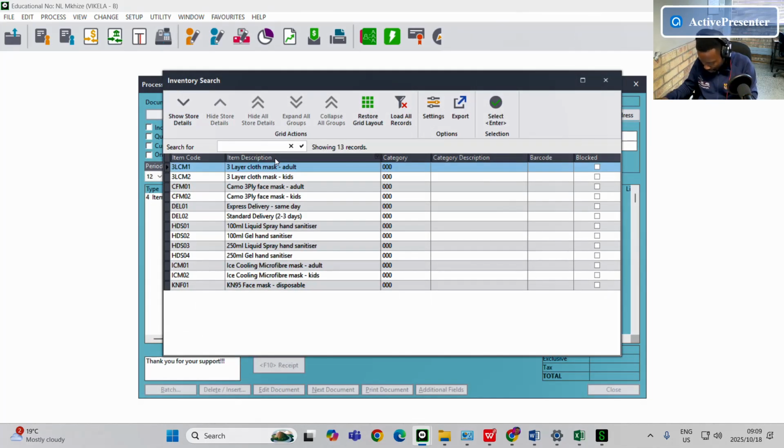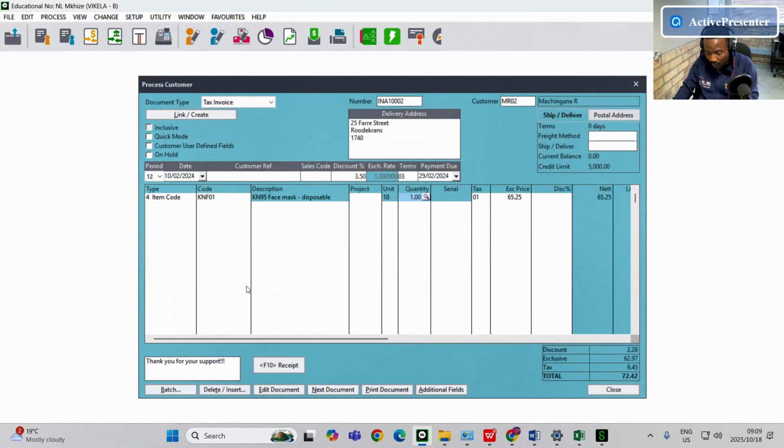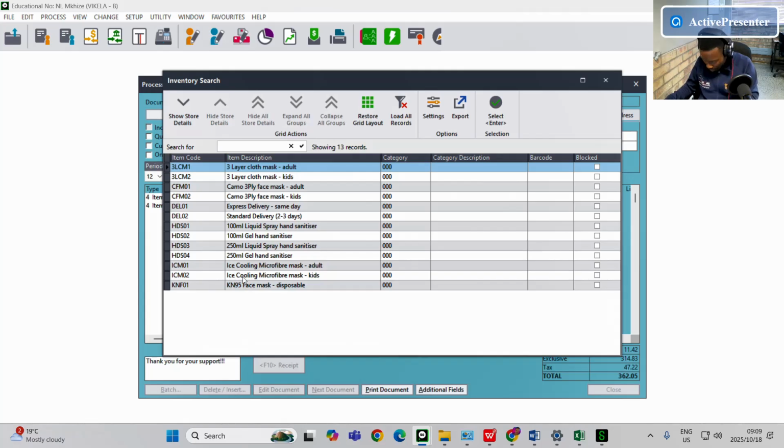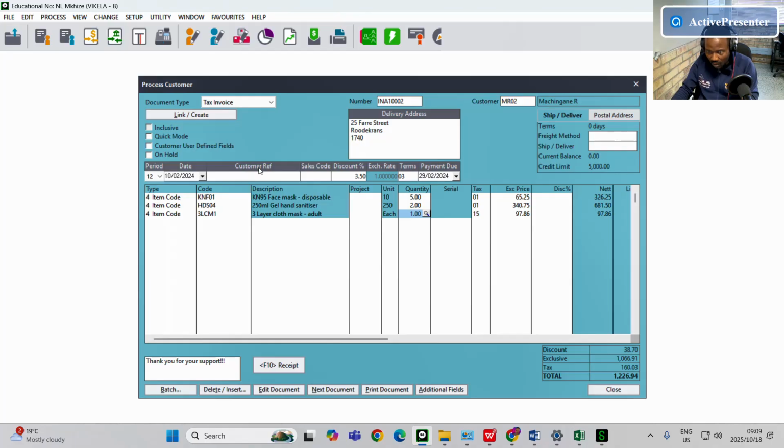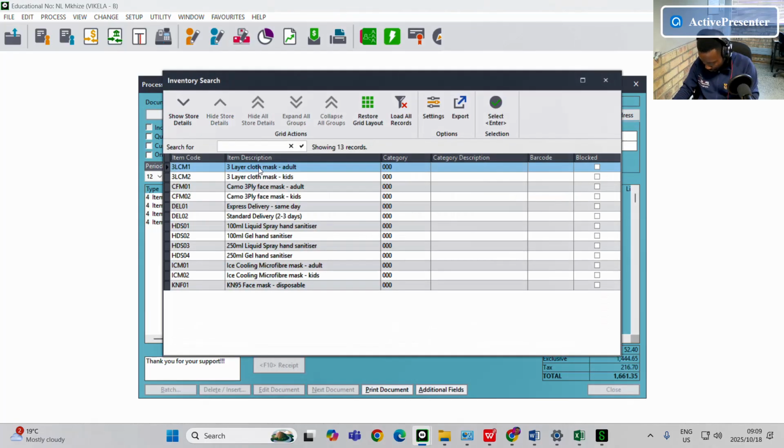First item is the KN mask. Do we have that? Yes, we do. Disposable. 250 ml gel hand sanitizer. Third one is a 3-layer cloth mask for adults. This is the first one. Quantity is 5. Protective face mask.